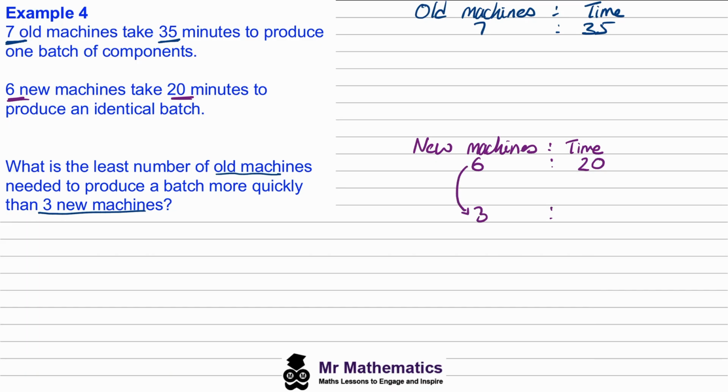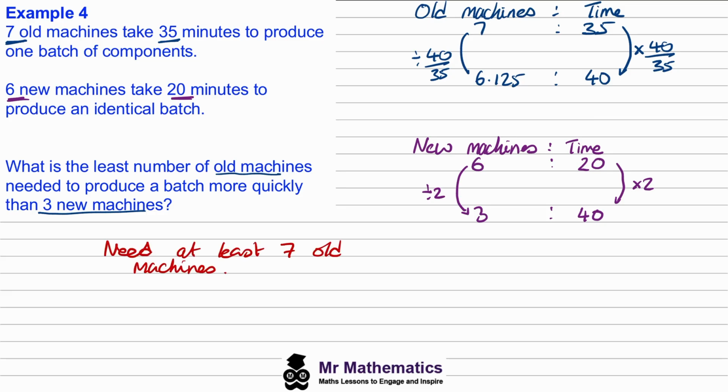To go from 6 to 3, we divide by 2. So on the other side, we'll multiply by 2, and we've got 40 minutes. And we can use this for the old machines with a time of 40. So to go from 35 to 40, we can multiply by 40/35. So on the other side, we'll divide by 40/35. And when you divide 7 by 40/35, we'll get 6.125. But we can obviously not have 6 1/8 of a machine. So the least number of machines that we need will be 7.